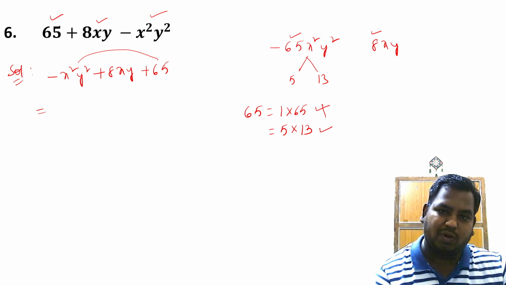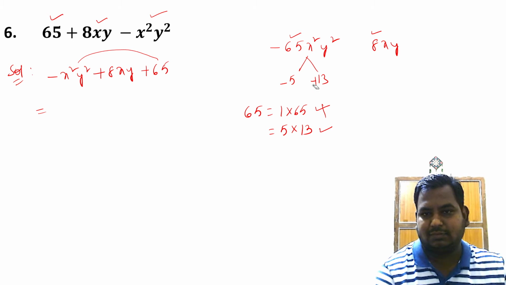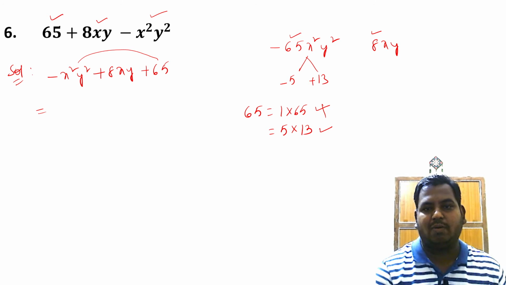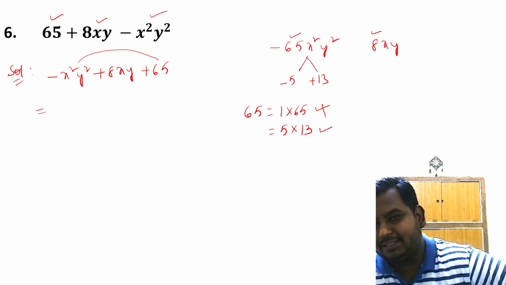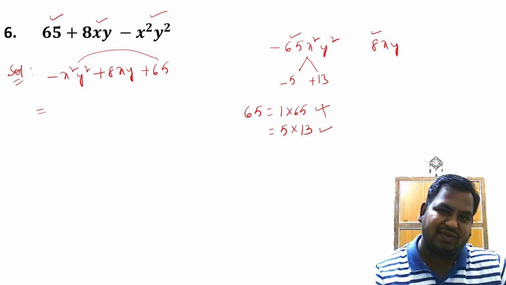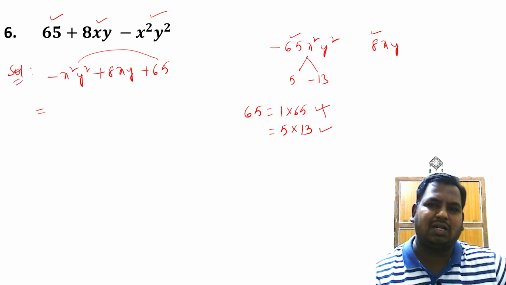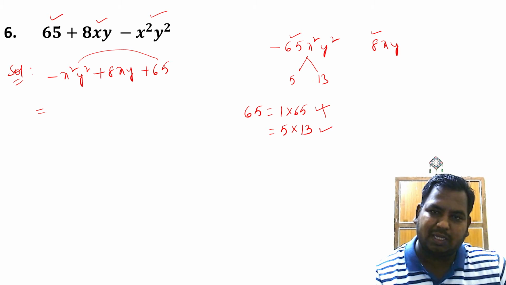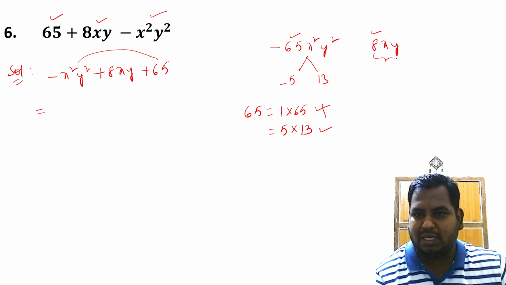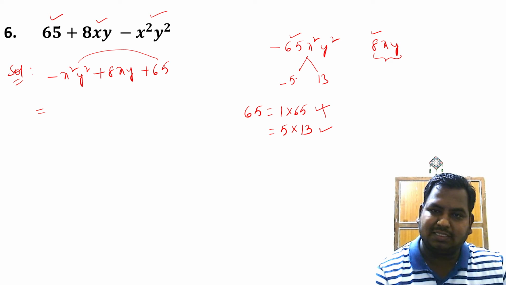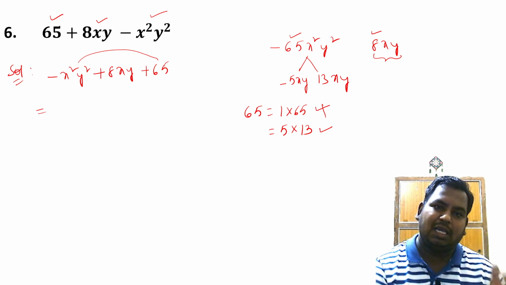I need plus 8. So what should I do here? I should take minus 5 and plus 13, because minus 5 plus 13 is 8. If we have minus 8xy, then we should take plus 5 and minus 13. It all depends on the requirement. My requirement is 8xy. I'll consider minus 5 and 13. But I need 8xy, so I can write minus 5 as minus 5xy and 13 as 13xy.